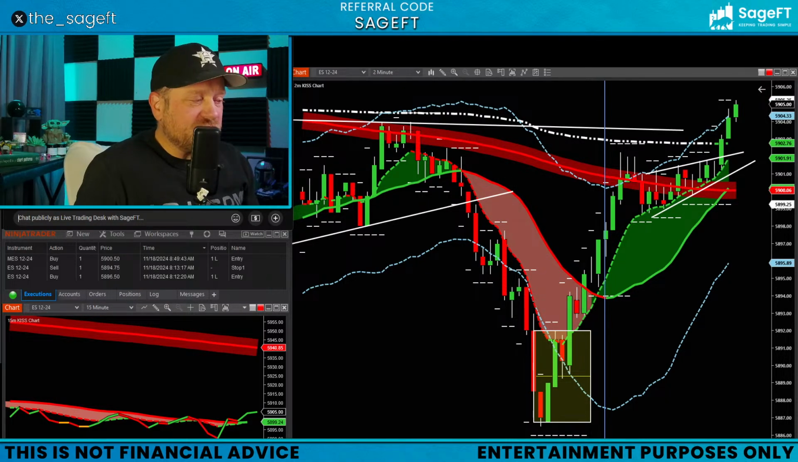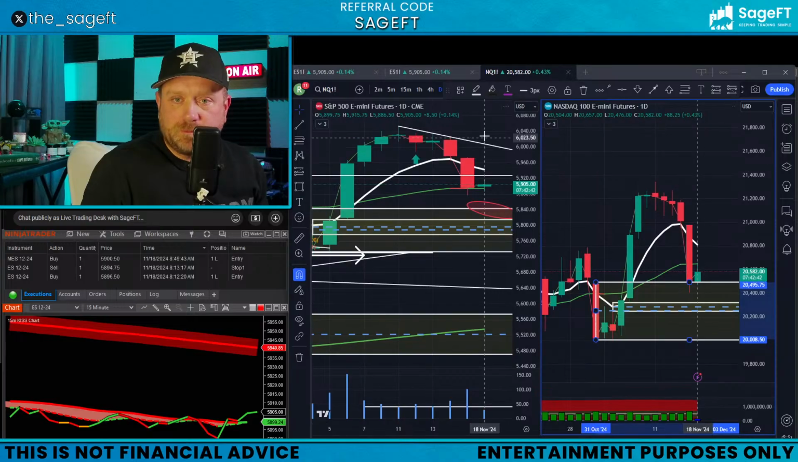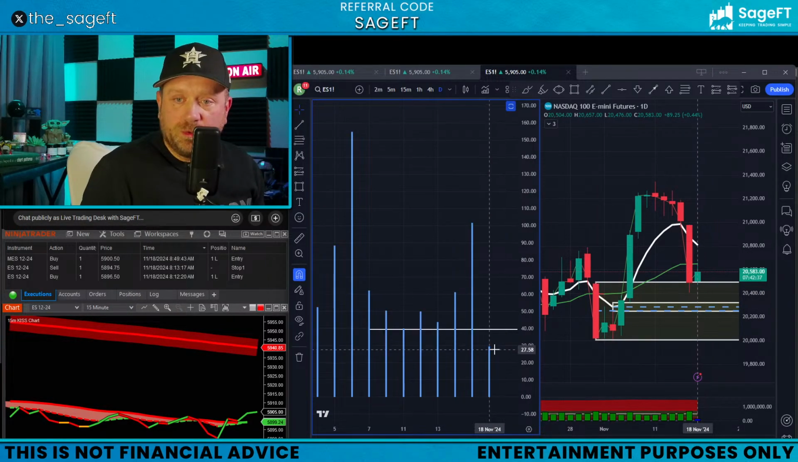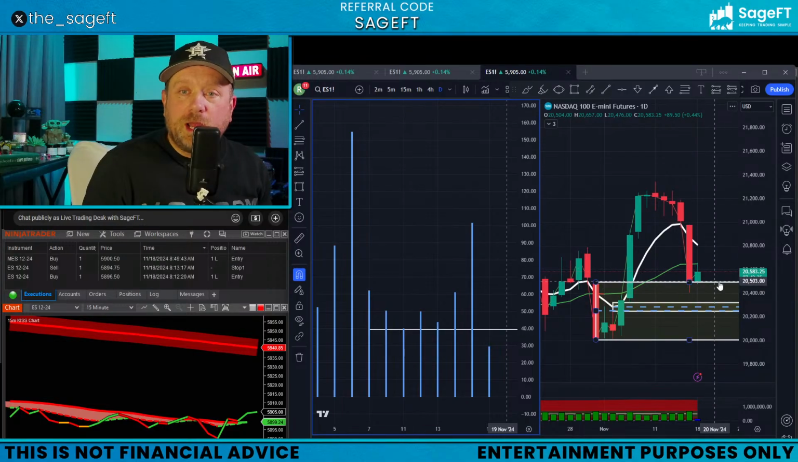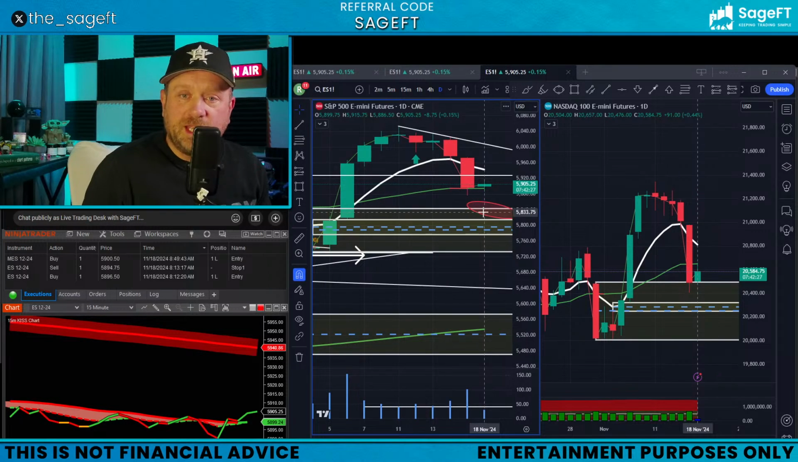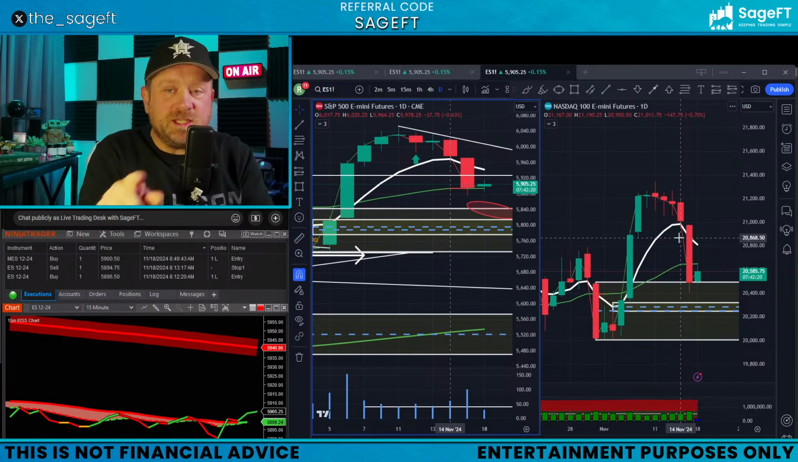We would need some serious range expansion to change what we're looking at here. Now, look at how perfect this order block is being respected on the daily NASDAQ. Now, if we're looking at the SMT, right? This big, think of this.